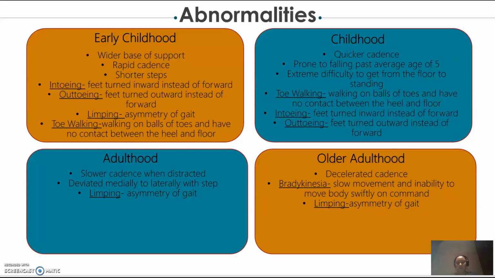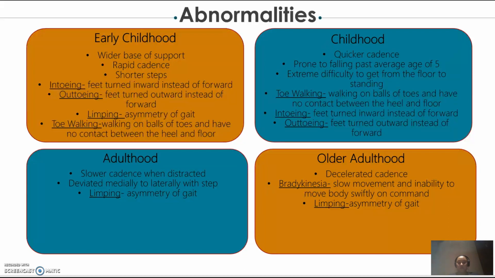And 3 things are also common. Toe walking, which means walking on the balls of the toes and having no contact. In-toeing, which means their feet are turned inward instead of forward. Out-toeing, which means their feet are turned outward instead of forward. And most abnormalities within adulthood are related to slower cadence because we're distracted, or injury. But it is also quite often that we deviate medially to laterally with each step, and there's also a possibility of limping due to injury.